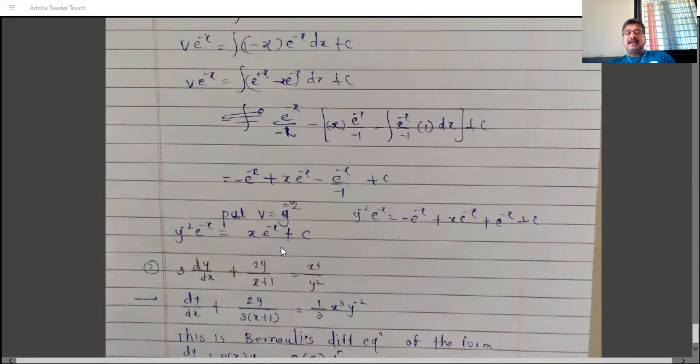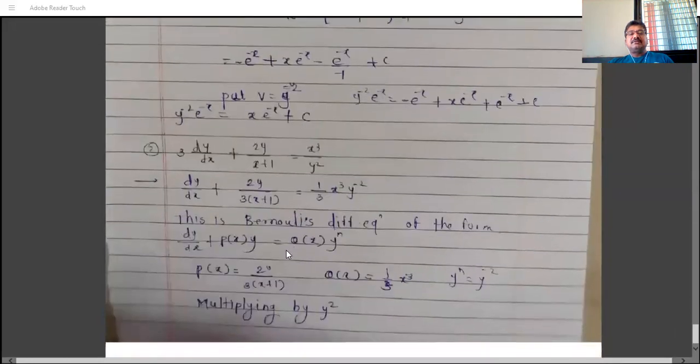So this is the final answer of the given problem. This is the final answer, or general solution, of the given differential equation. Again, this is the same type of differential equation, a Bernoulli's differential equation. So we will see the remaining problems of Bernoulli's differential equation in the next lecture.